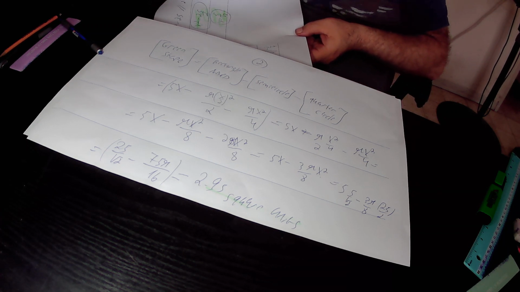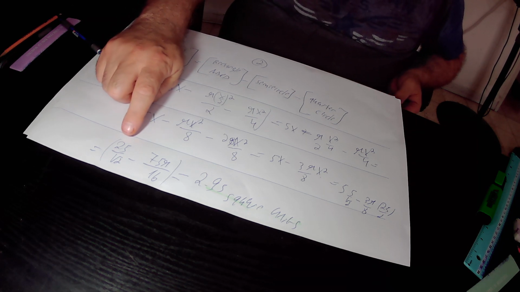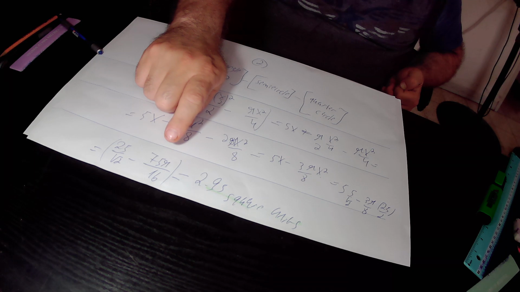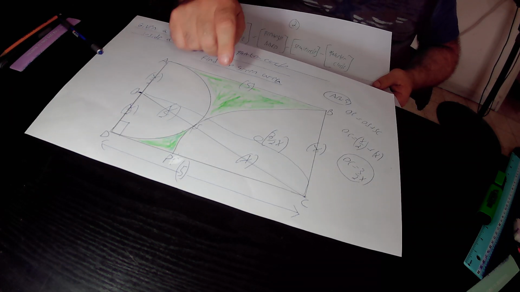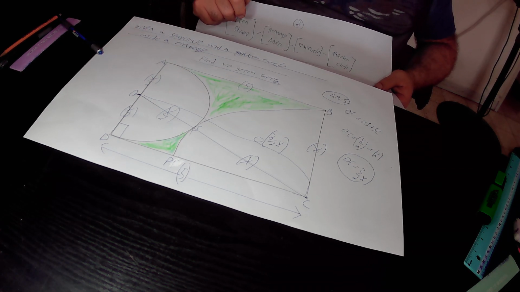So we found that in total the area of the green shape equals 25 over square root of 2 minus 75 pi over 16 square units, or in terms of numbers, the area of this green shape equals 2.95 square units. Okay, thank you very much.